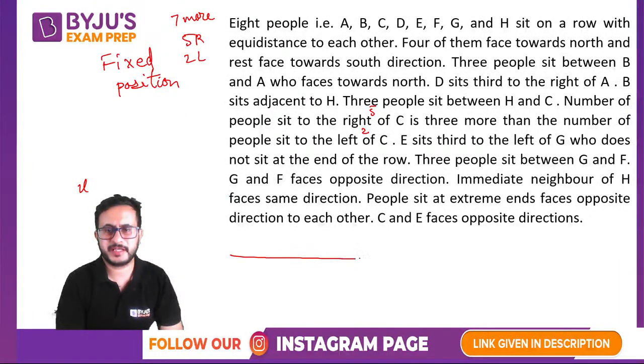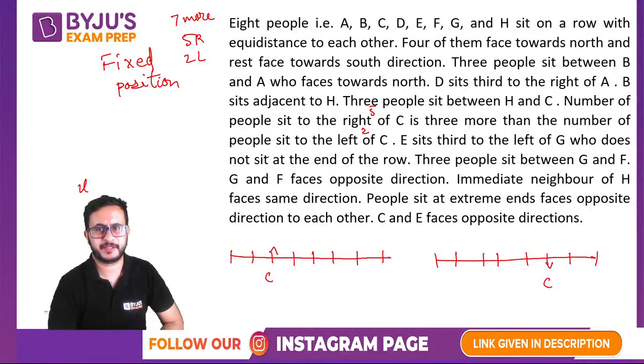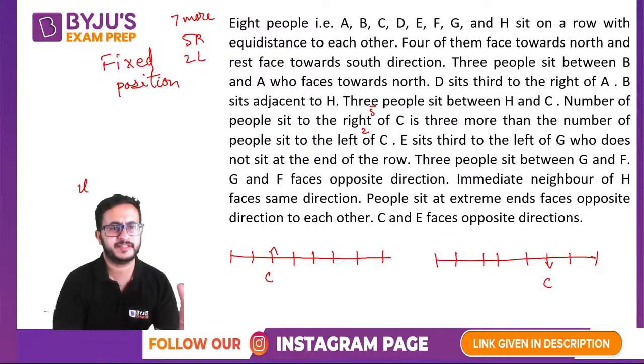We do not know which direction C is facing. If C is facing north, this will be C, and 2 people on the left, 5 people on the right side. If C is facing south, this will be C, 2 people on the left, 5 people on the right. Then connect C with others.